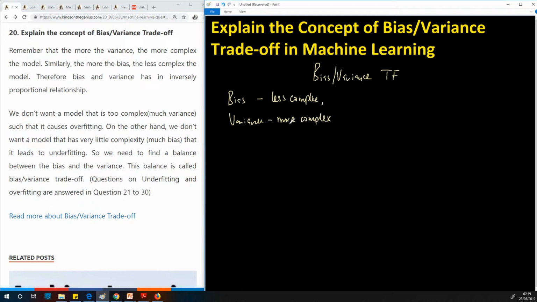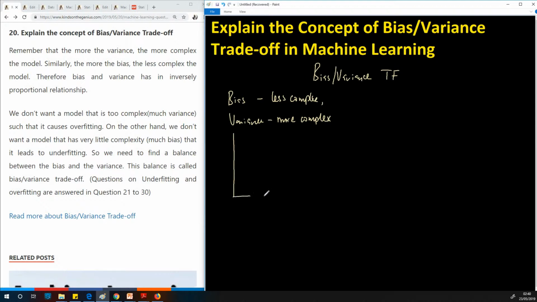Okay, so we don't want a model that is too complex so that it causes overfitting. On the other hand, we don't want a model that has very little complexity. Very little complexity means much bias, and that leads to underfitting. So we need to find a balance between the bias and the variance. This balance is called the bias variance trade-off. So I'm going to give you an example of when the bias is too high and when the variance is too high, and then we try to find the trade-off between.